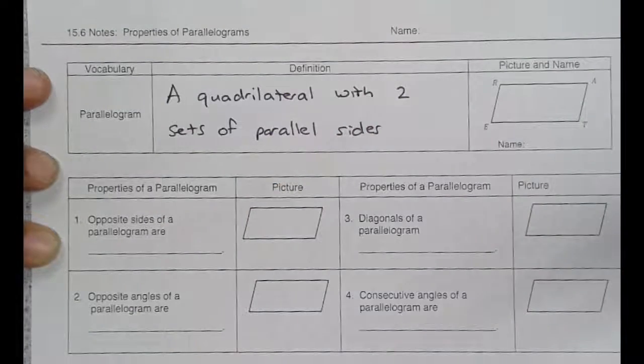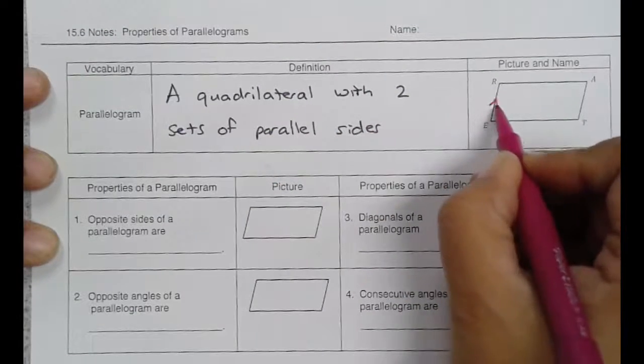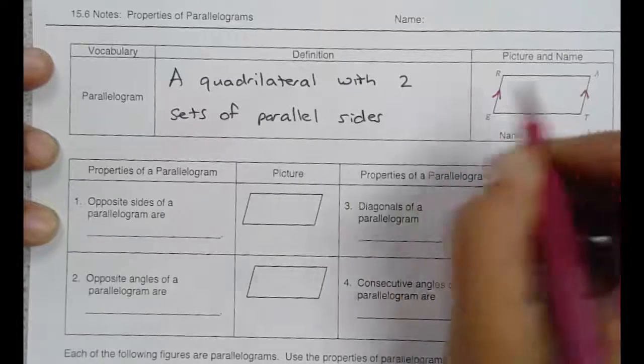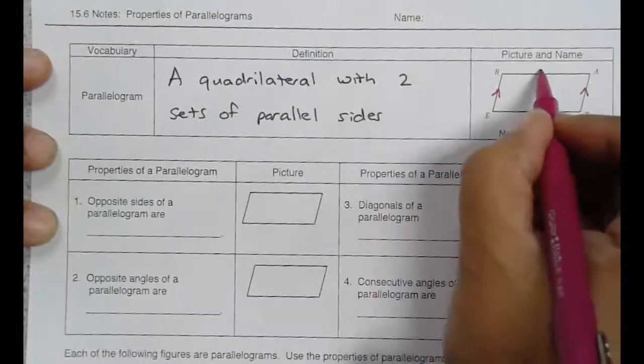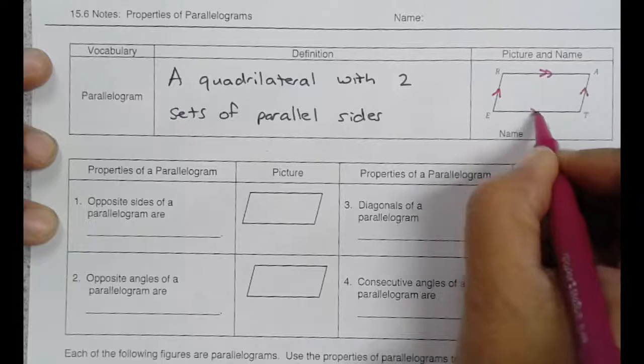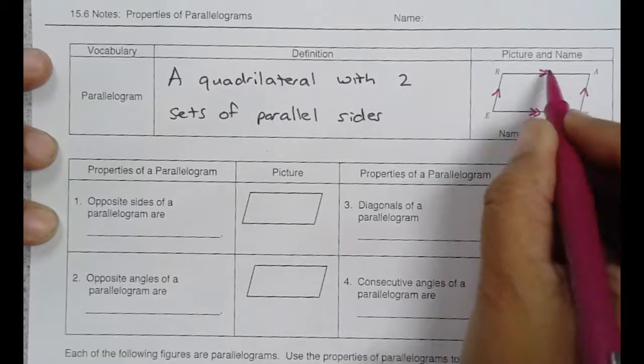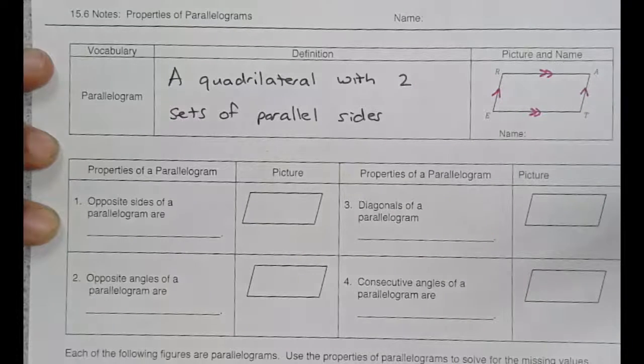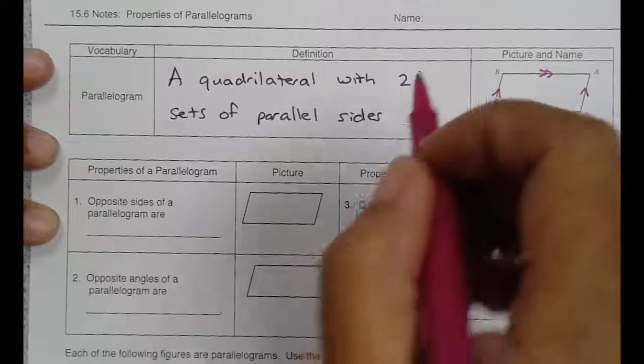So in this picture, we have the left and the right side that are parallel to each other, and the top is parallel to the bottom. Notice I put only one arrow here and two arrows so you know it matches together. And then when you name it, you have to actually go around like you're connecting the dots.